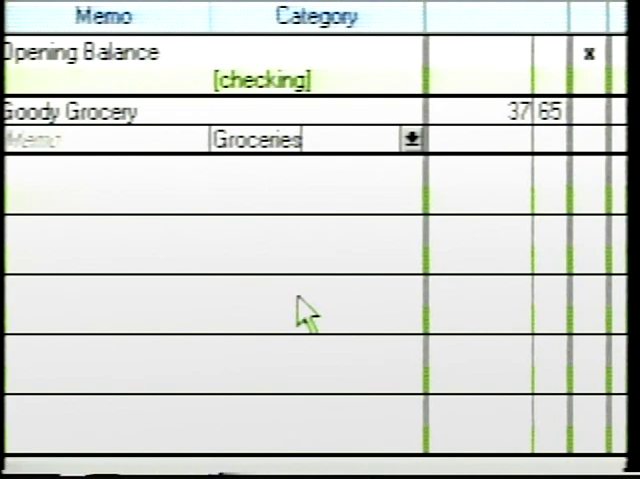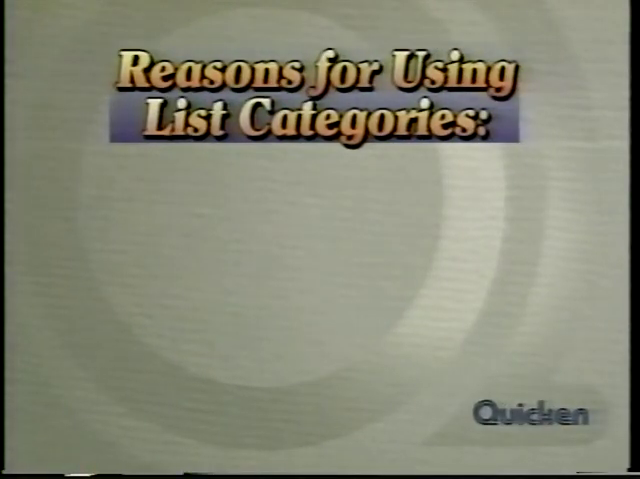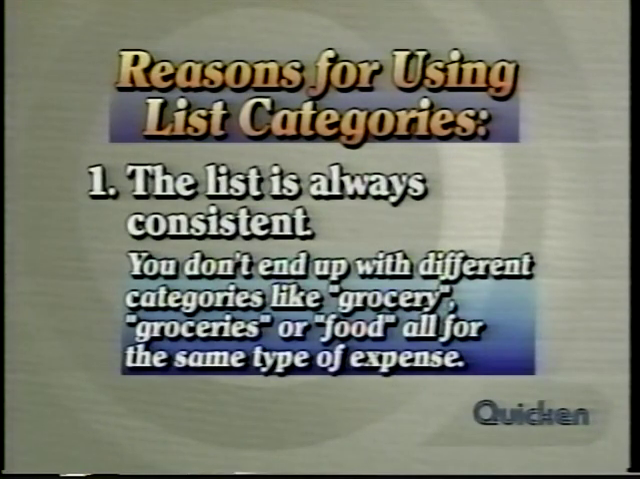You could type the category into the field. However, there are a couple of reasons to use the list whenever possible. The first is that the list is always consistent. You don't end up with different categories like grocery, groceries, or food, all for the same type of expense.